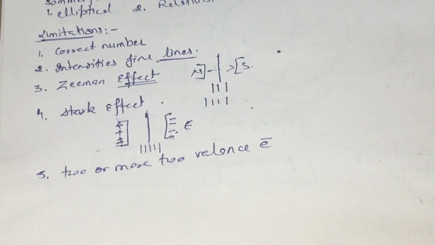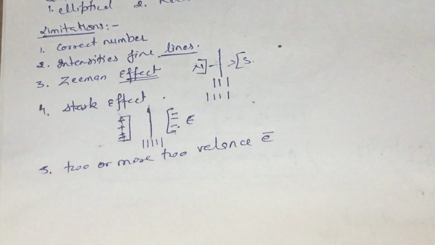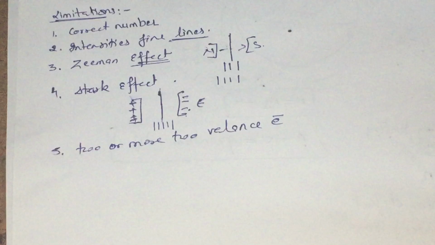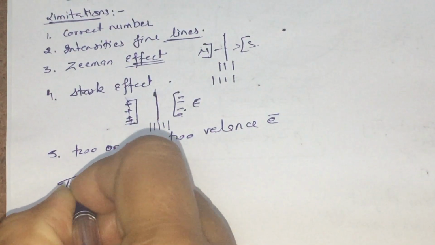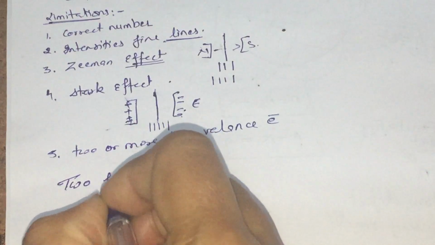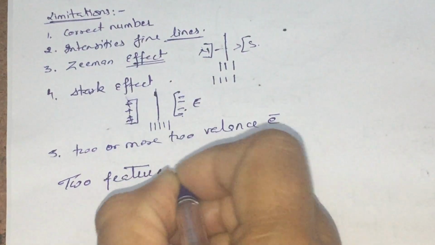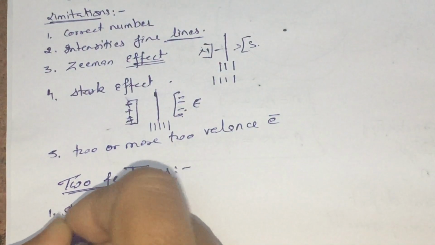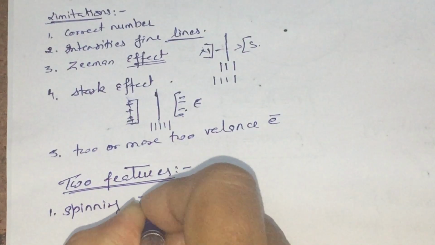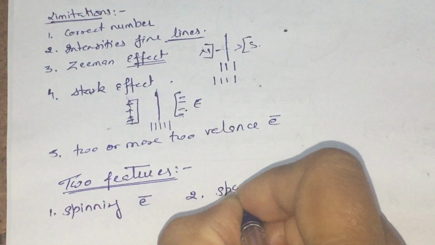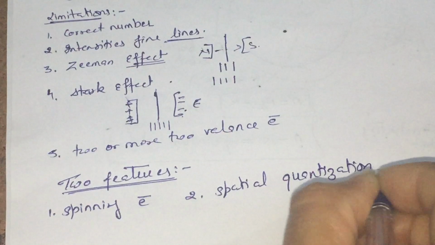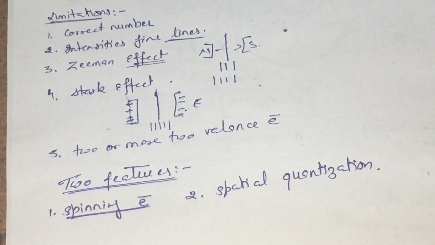According to the vector atomic model, there are two new assumptions taken regarding the motion of the electron and the shape of the orbits. The two important features of the vector atomic model are, one, the spinning of the electron, and another, the spatial quantization of the orbits in space. First, we will discuss what is the spinning of the electron.